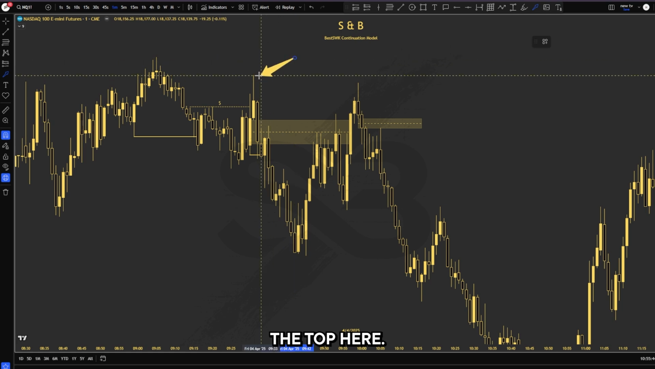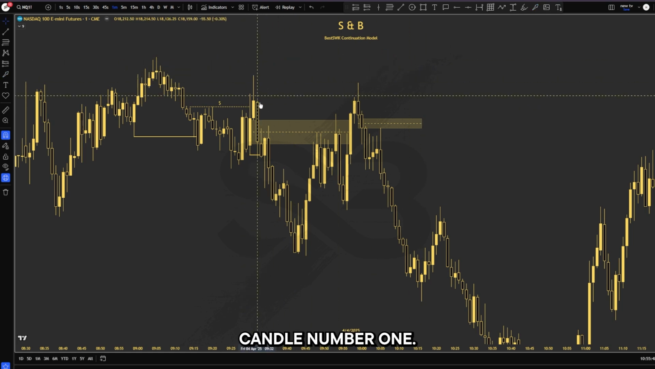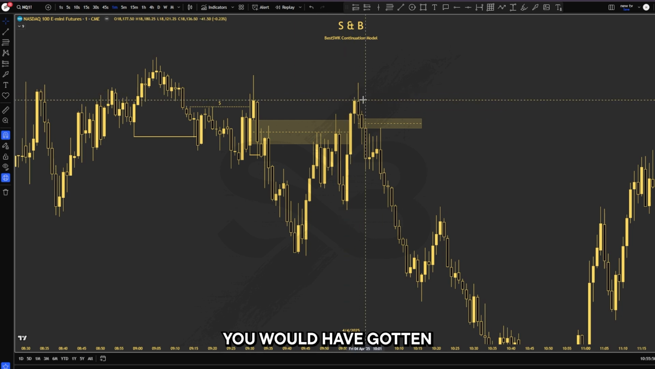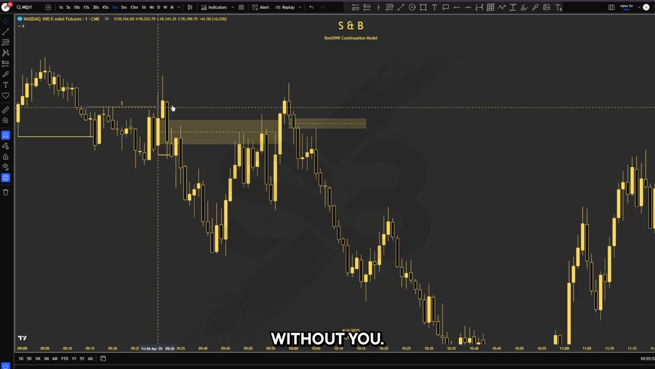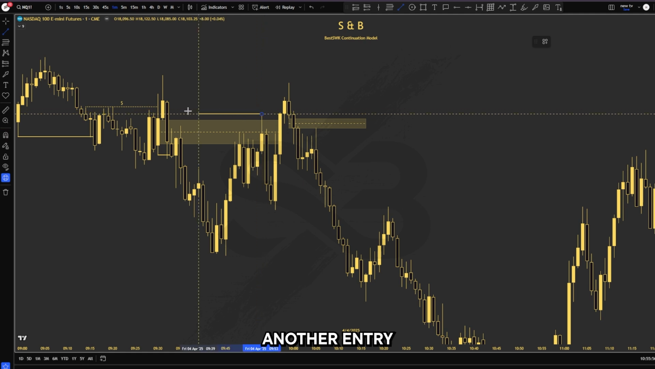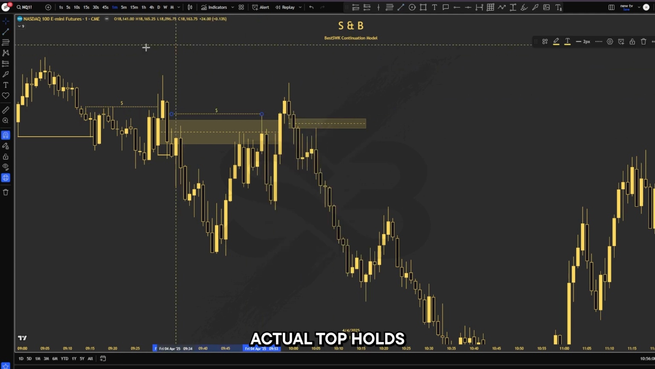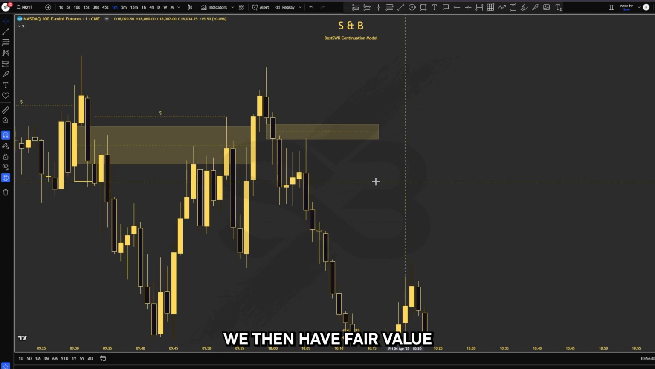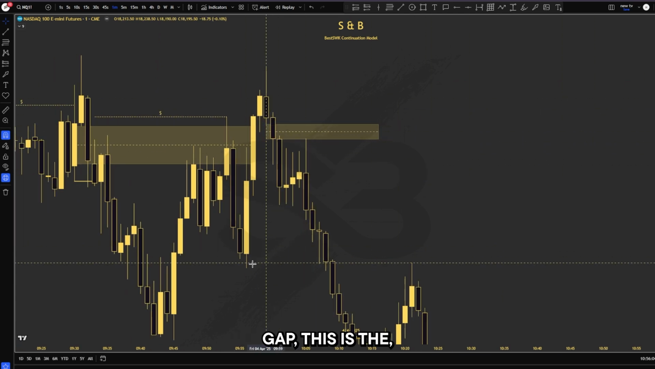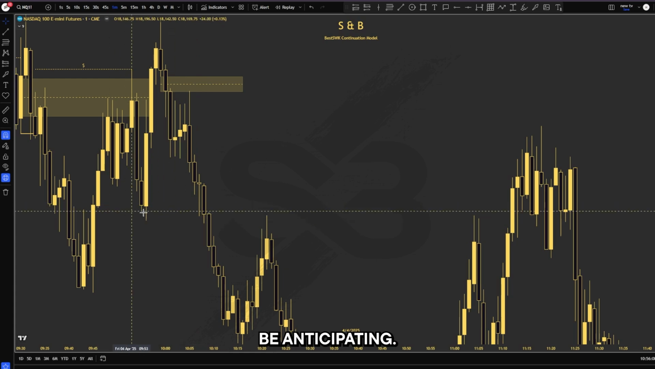Now, as we can see, the top here holds. So your stop loss never would have gotten ran if you did candle number 1. If you did candle number 2, you would have gotten stopped out, and then price would have ran without you. We then can see after this entry happens, we then have another entry to the right. We have, again, highs being ran, the actual top holds. We then have fair value gap. This is the change in state of delivery that we're going to be anticipating.